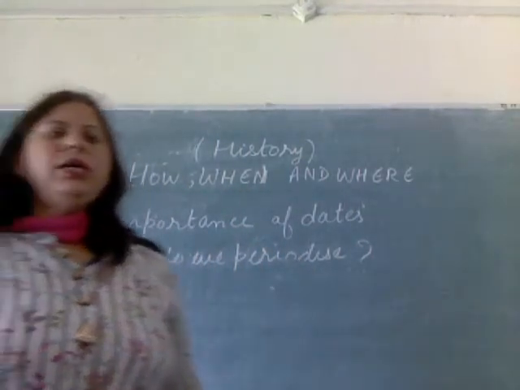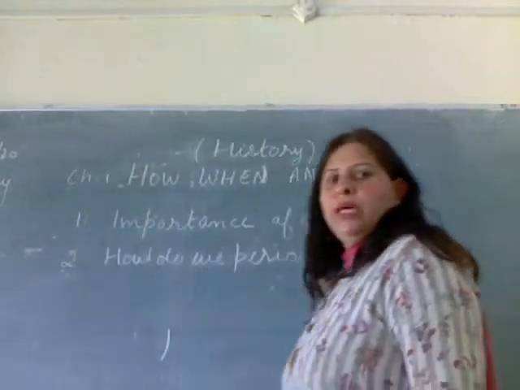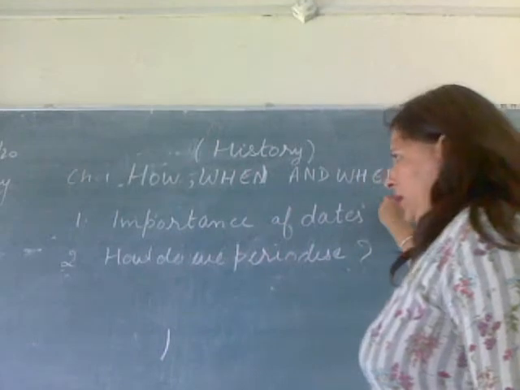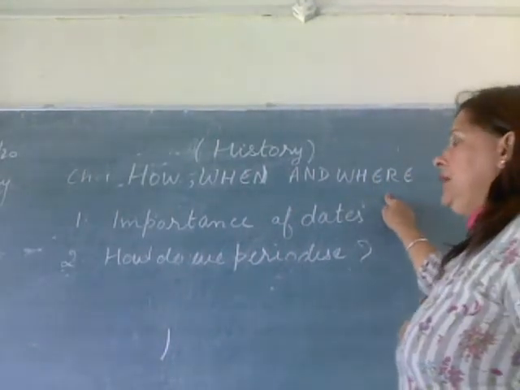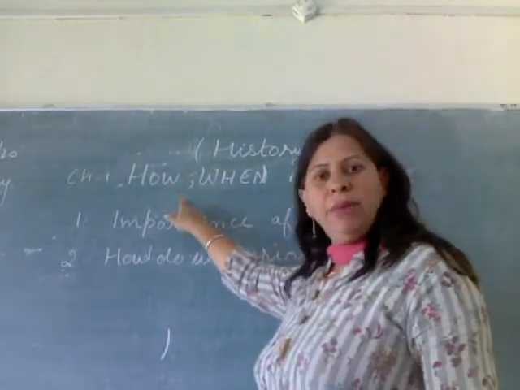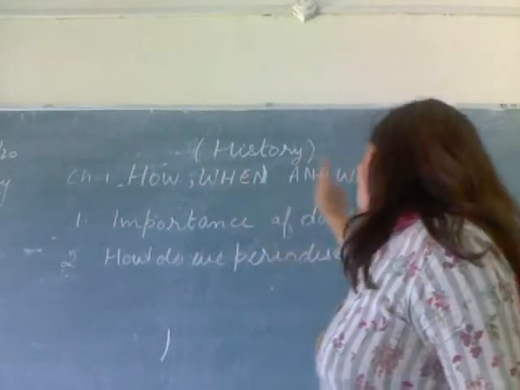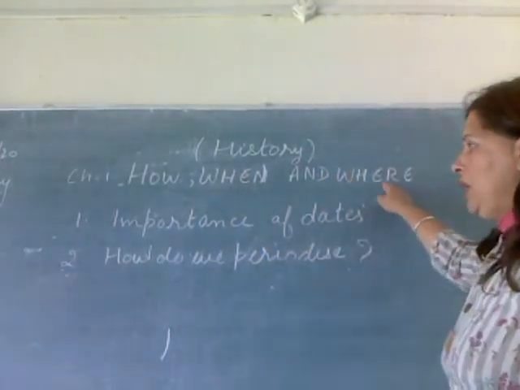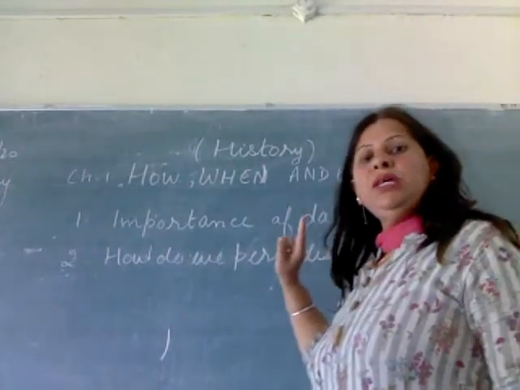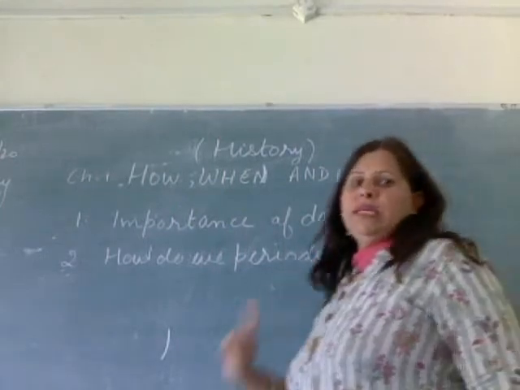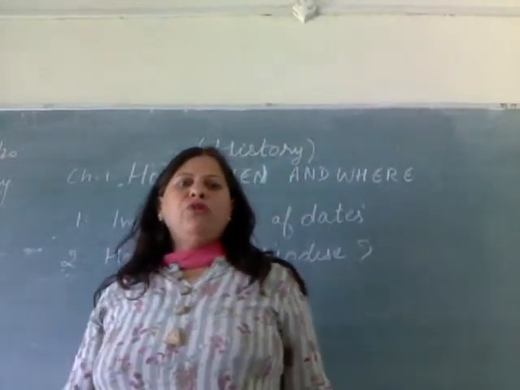Now see, today we are going to start with the history first chapter: how, when and where. It means how things happened, when they happened and where. We are going to study about these three words: how, when and where. Before I start this chapter, I have a question for you.